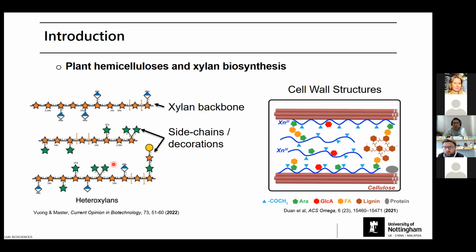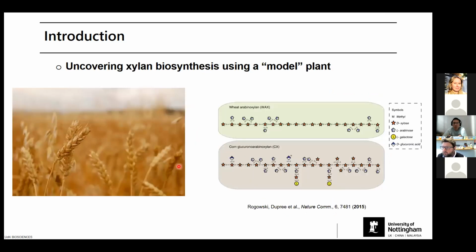These cell wall structures are made of cellulose, but also hemicelluloses, which link and mediate the interaction between the cellulose fibers. And so we were interested in how this biosynthesis is performed in plants, of course those plants that have a commercial interest, for example wheat or corn. Unfortunately, in both wheat and corn, the biosynthesis is quite complicated, and doing the genetic analysis is quite tricky.